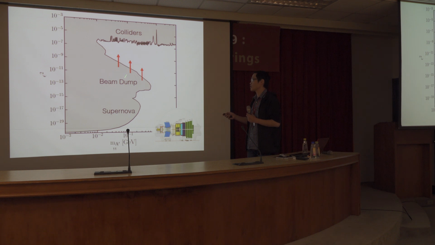And why can they go this way? The beam dump experiment usually has a long displaced vertex. As I told you, LHCb has a much shorter displaced vertex, so they have a small displaced distance. They can probe shorter lifetimes and they can probe this region. In principle, LHCb has a good chance to cover this region.